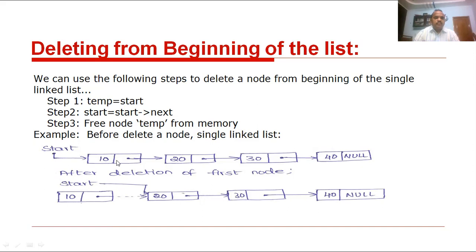Where is the start? This one is the start. Then start equal to start to next. Here the assignment operator, start equal to start to next. Then control moves from here to here, and this link is disconnected. Now start is here, so it simply removes the element 10.